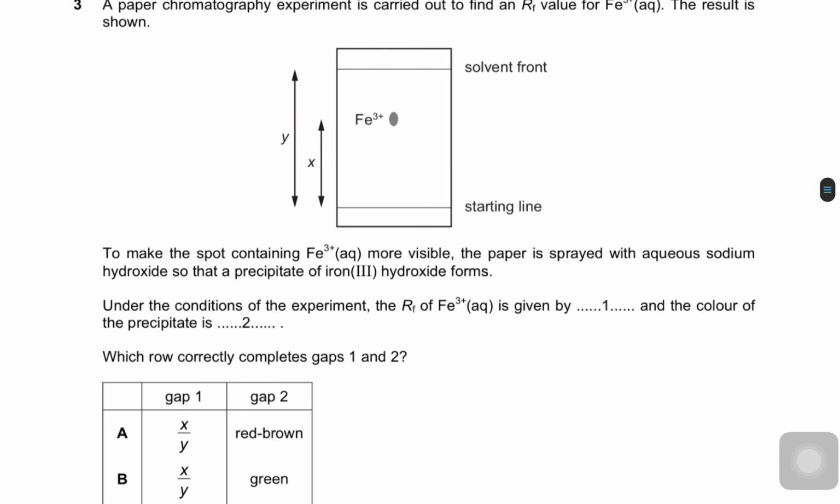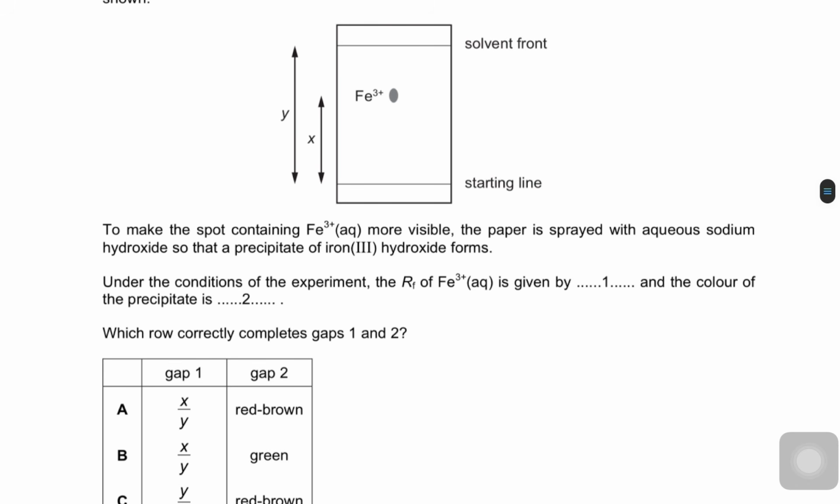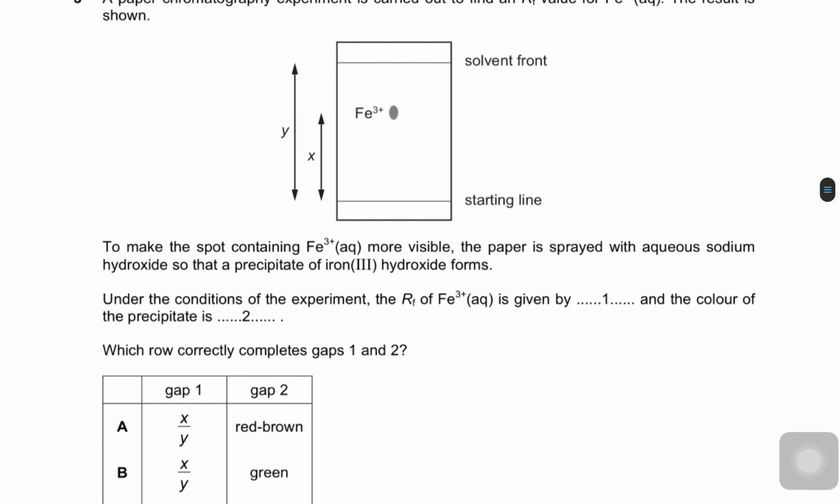Let's do this one. A paper chromatography experiment is carried out to find the RF value for iron 3 aqueous ions. The result is shown. To make the spot containing Fe3+ more visible, the paper is sprayed with aqueous sodium hydroxide. So the precipitate of iron 3 hydroxide forms, which looks like this. And you should remember it's a red brown color.